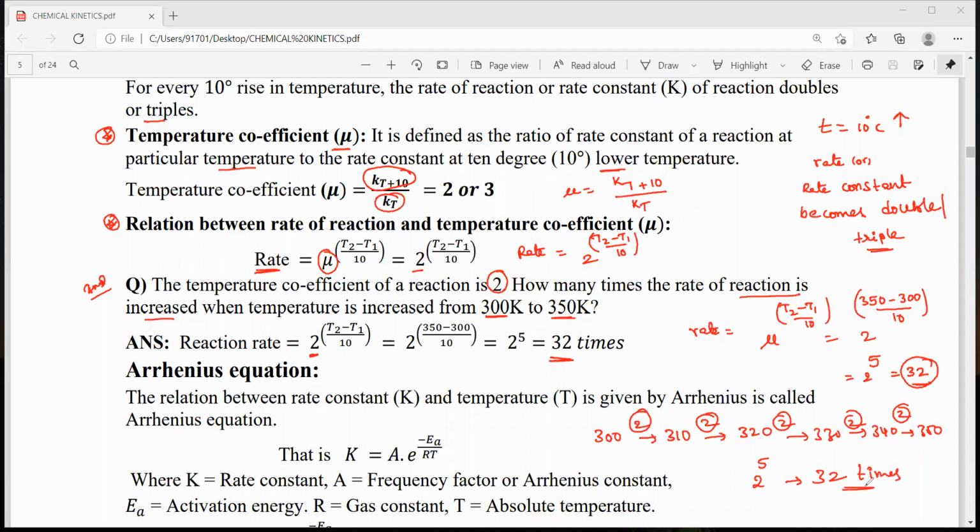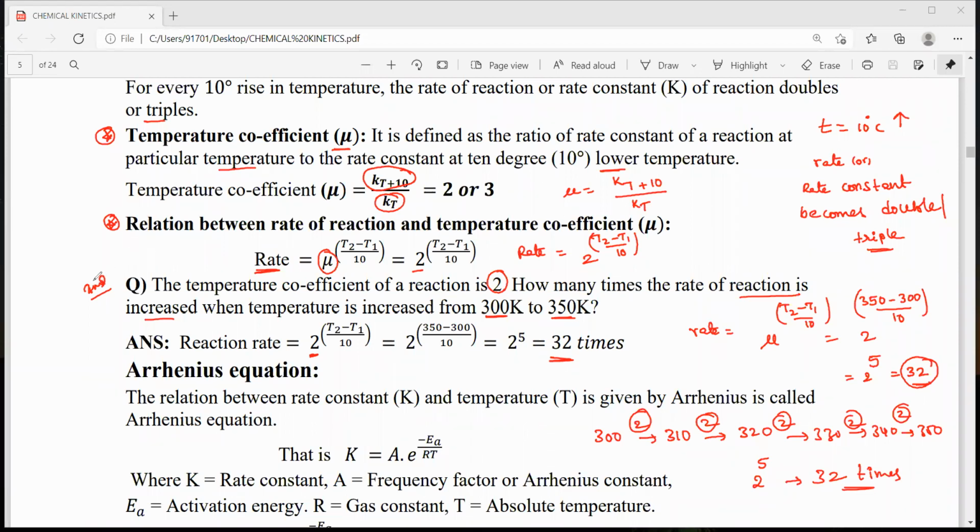That's why the shortcut formula is: rate is equal to 2 to the power of (T2 minus T1) by 10. Then we will get how many times the rate increased. This kind of question is very, very important, dear students.